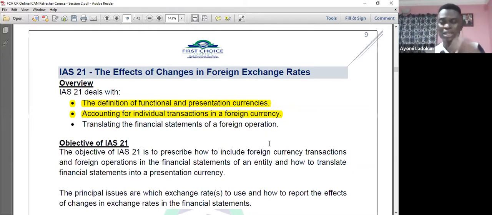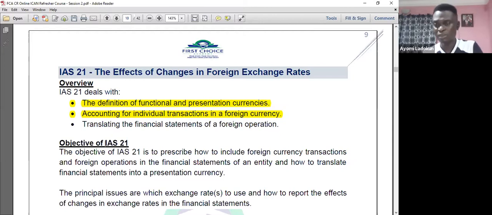Now, according to IAS 21, when an entity is determining its functional currency, it must take into account three primary factors. The examiner can give you a scenario, and in the requirement it says what are the factors that the entity will consider in determining their functional currency. In another case, the requirement can be to say what is the functional currency of that company. So you need to understand these three primary factors that an entity must consider.